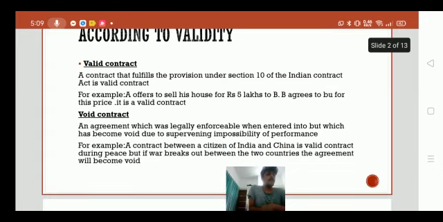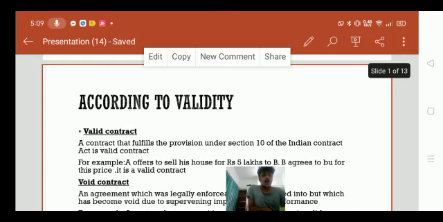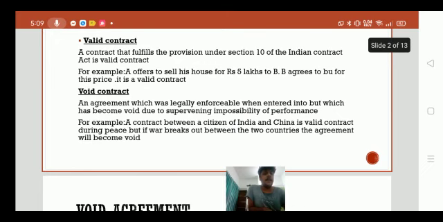Next you will learn about void contract. It is an agreement which was legally enforceable when entered into but which has become void due to supervening impossibility of performance. When it was entered into it was valid, but when it came to performance, there was impossibility. Such a contract is known as a void contract. For example, a contract between a citizen of India and China is a valid contract during peace. But if they are at war, that agreement will be void. That is known as a void contract.